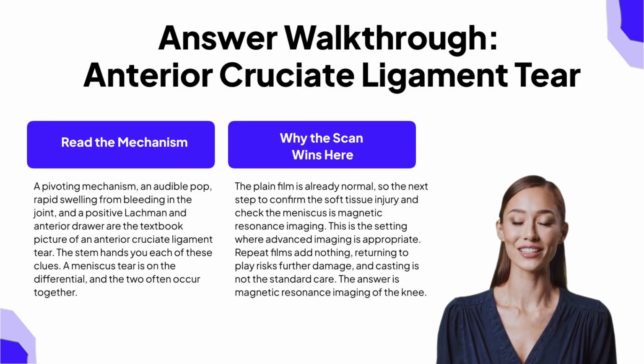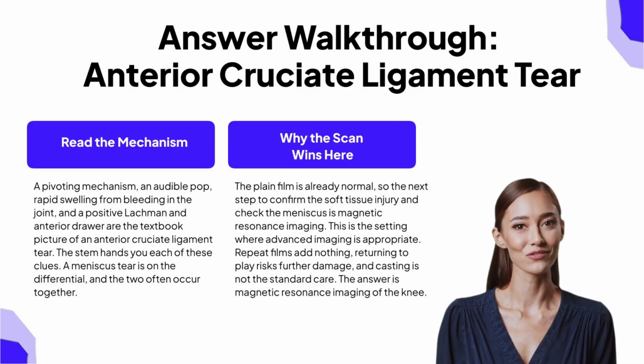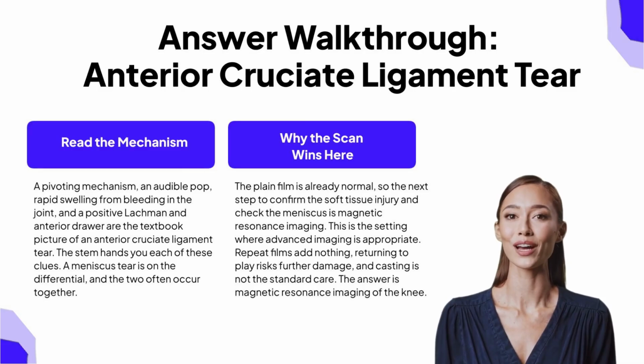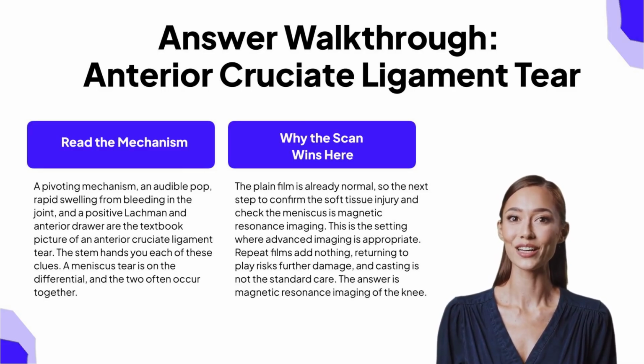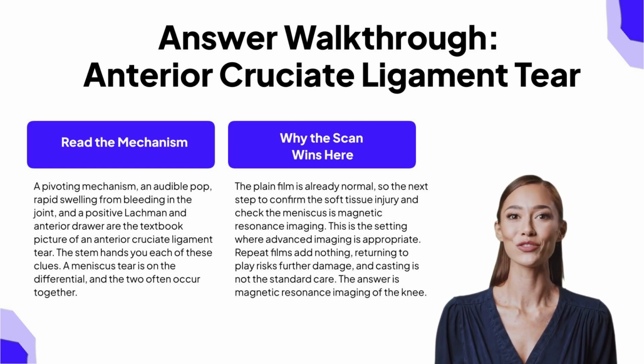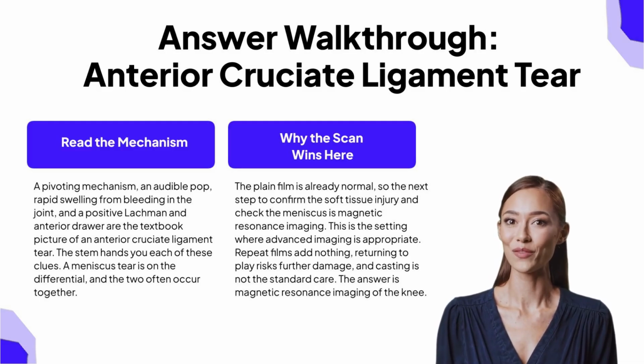First, read the mechanism. A pivoting injury, an audible pop, rapid swelling from bleeding into the joint, and a positive Lachman and anterior drawer are the textbook picture of an anterior cruciate ligament tear. The stem hands you each of these clues, and remember that a meniscus tear is on the differential and the two often occur together.